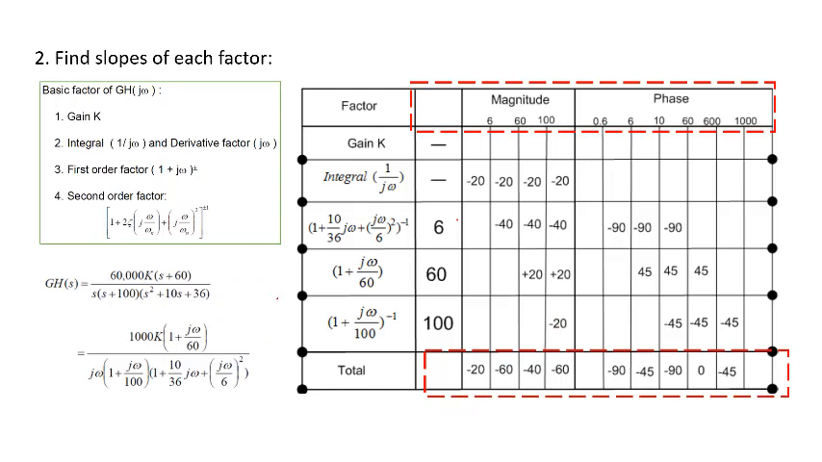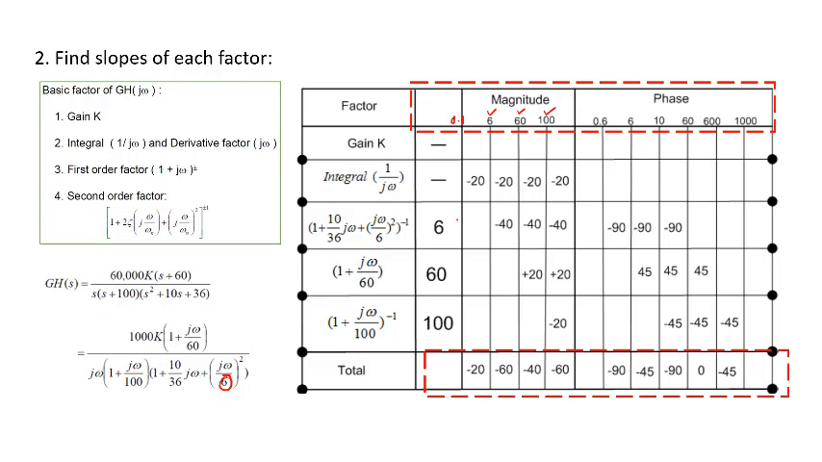Okay, now from the conversion of the transfer function into the J omega domain, we tabulate all the vectors. For example, this is gain k, it has no slope, and secondly the integral. So as the integral, we will start to identify the corner frequency for each magnitude. So how do you find this corner frequency? Firstly, look at the transfer function.